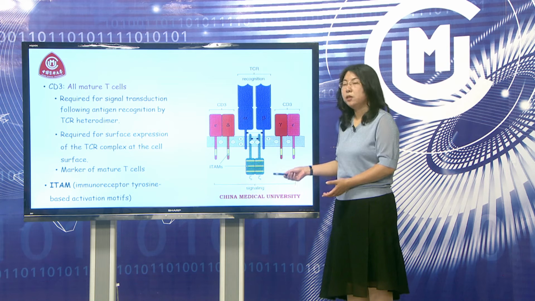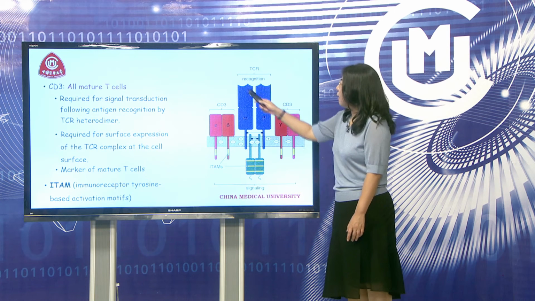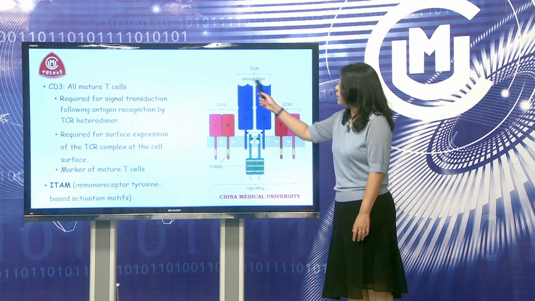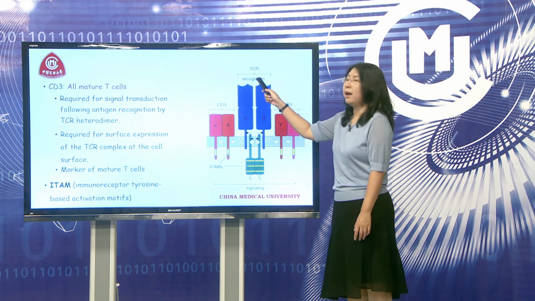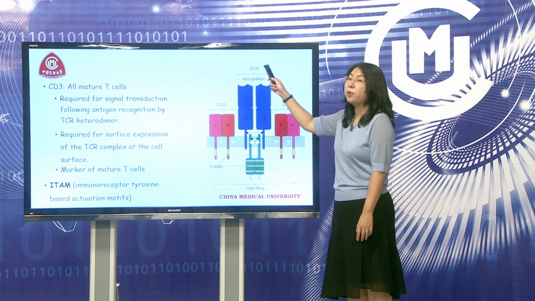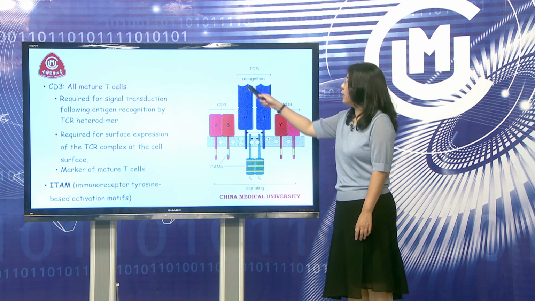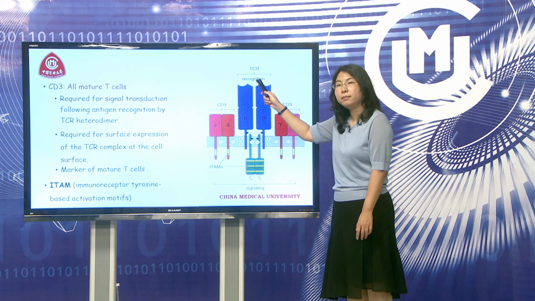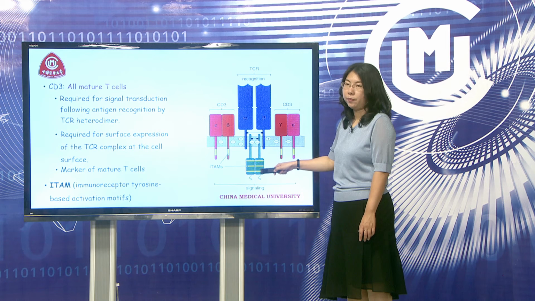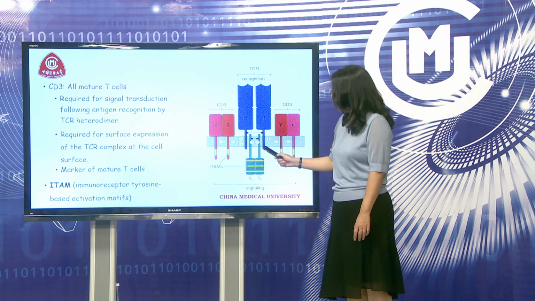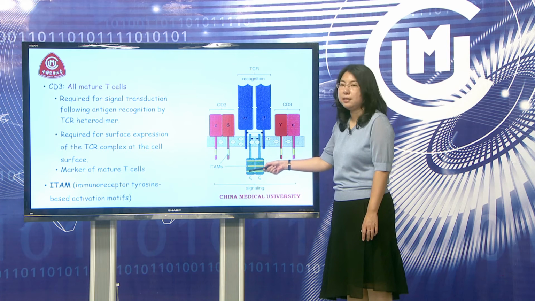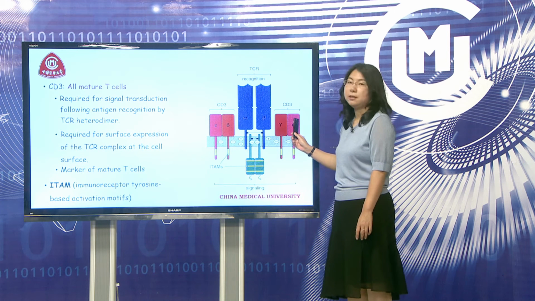This part will transfer the signal into the T cell. Now let's see this TCR: here is the variable region, and here is the constant region. This part recognizes antigen. Which kind of antigen? Last class we learned that it is the peptide presented by MHC molecules. This part recognizes the antigen and will transfer this antigen signal to the T cell. The TCR tail is very short, so it cannot transfer the signal into the T cell, and it needs help from CD3.